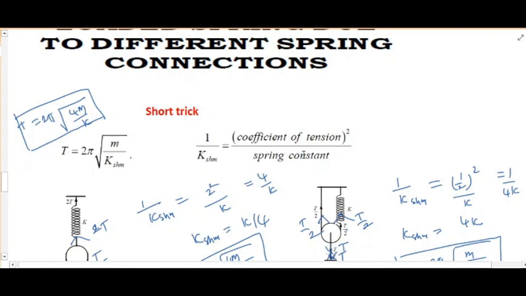Okay, with this we finished one important topic from simple harmonic motion.